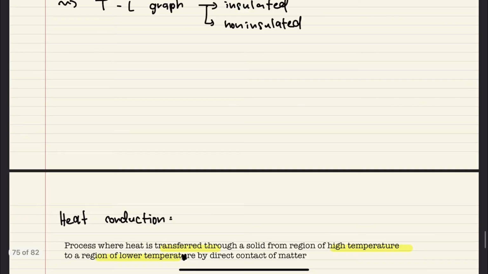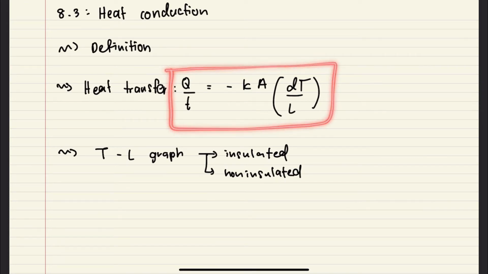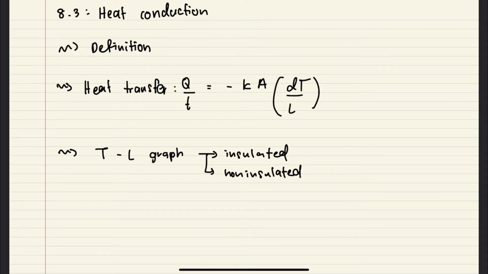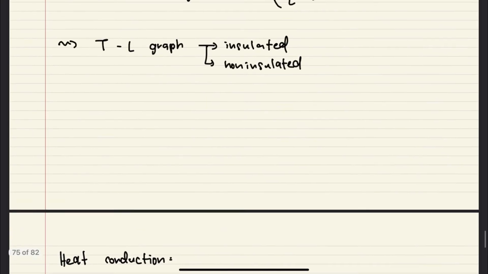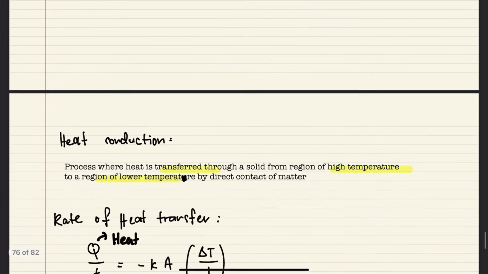Okay, so basically, just now, I will explain to you about the definition, and then about this formula. So I won't show you any calculation yet. Okay. And then now we will discuss the graph, which is the T against L graph.